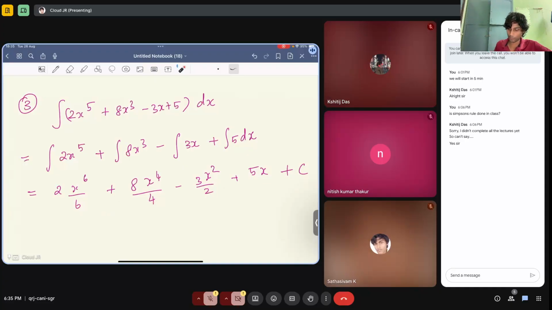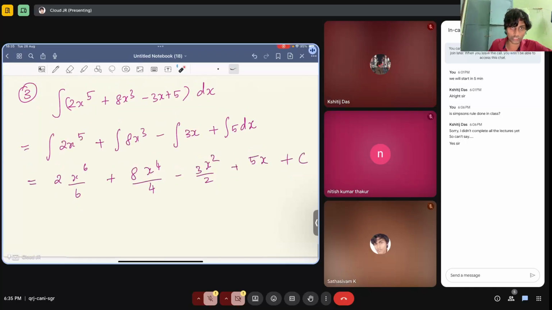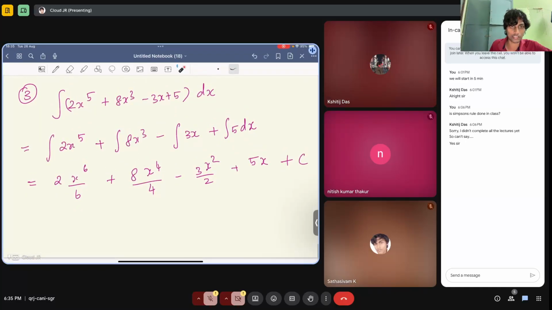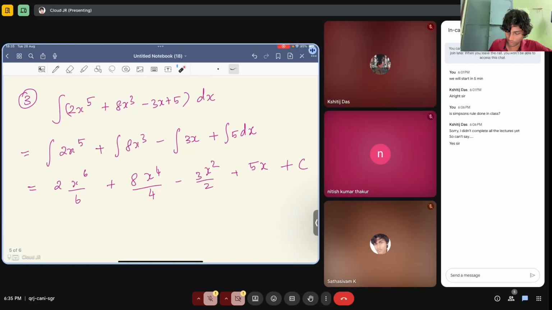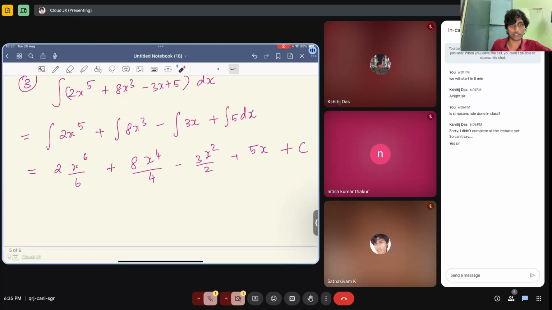Okay, and you can simplify this one. Probably I will not simplify it, but you just have to cancel a few things which you can cancel, and then you will have it. No, did I make any error here? No, I didn't make any error.